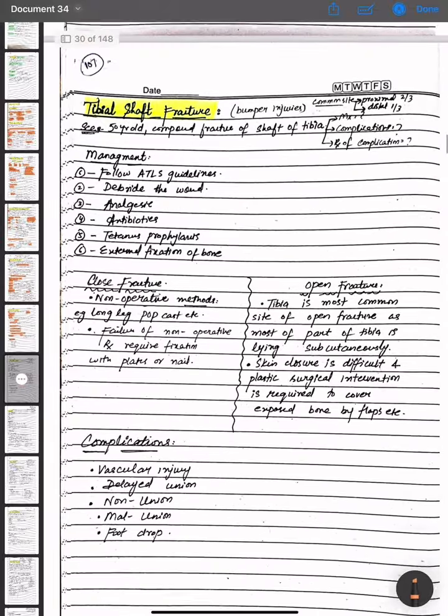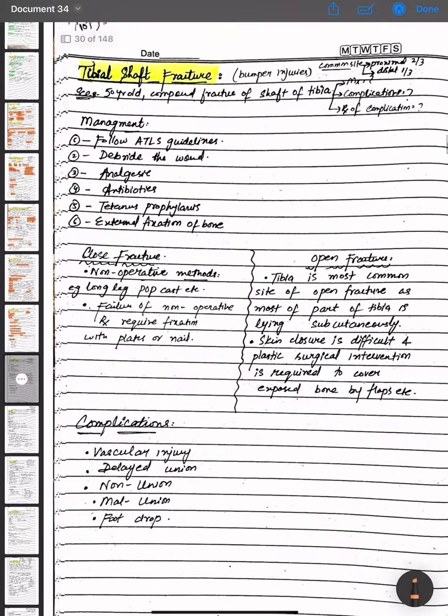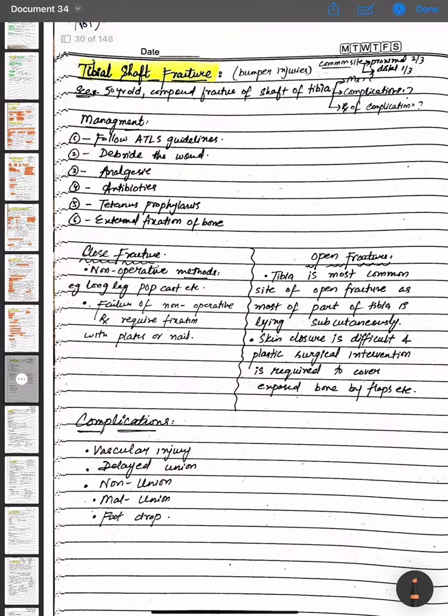Now coming towards the tibial shaft fracture, bumper injuries. We have the scenario that there is a 50-year-old patient having compound fracture of shaft of tibia. What is the management? What are the complications and what is the treatment of complications? What are the common sites? The common sites are proximal 2 by 3 and distal 1 by 3.